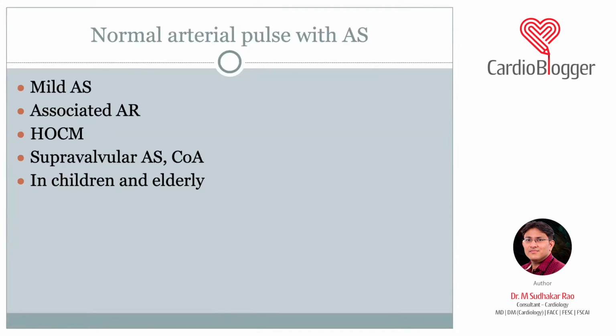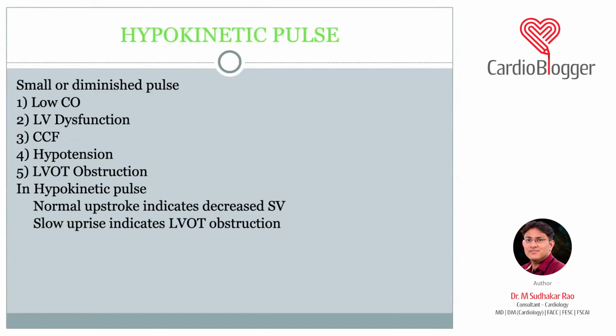Also, you can have close differentials, supravalvular aortic stenosis and coarctation of aorta, where the pulse may be normal. You may get a murmur on the chest wall, you may get a BP difference and all. But the important point is supravalvular AS and coarctation have a normal pulse. And in children and in very elderly patients where the elasticity is lost, you can get a normal arterial pulse. Now, the next important pulse is a hypokinetic pulse or a low volume pulse.